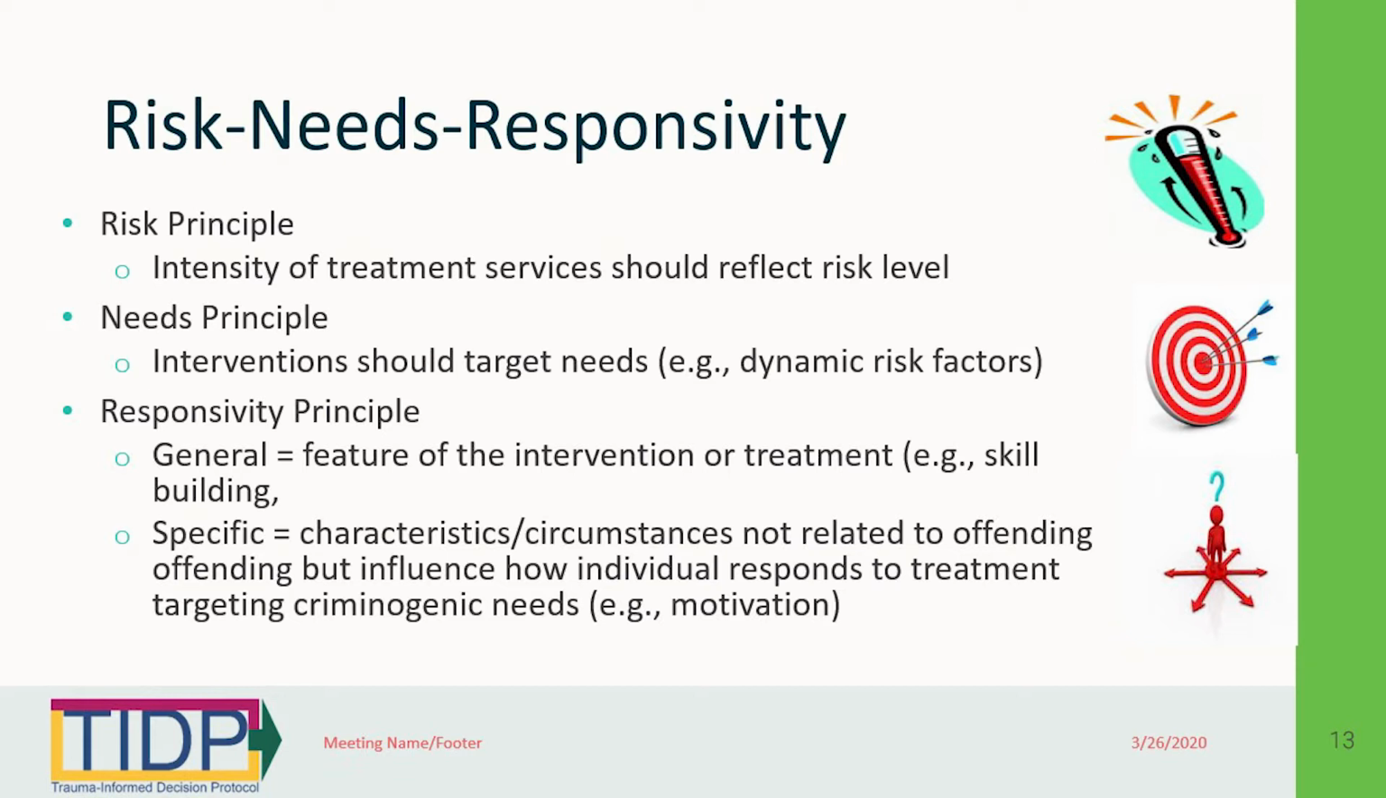And once we identify what youth we are going to be intervening on and at what intensity, we need to, of course, identify how we are going to intervene as well. And that's, of course, the needs principle. And what the needs principle indicates to us is that we should be focusing our intervention efforts on those dynamic, changeable risk factors that are associated with future recidivism.